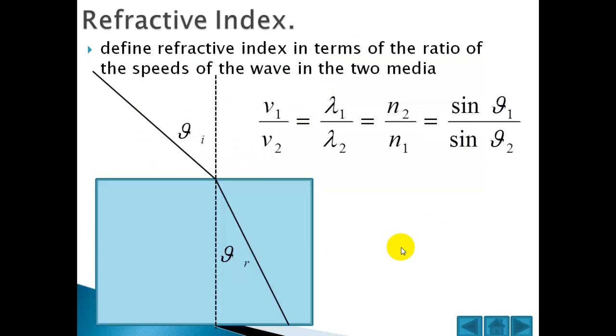We need to define a refractive index in terms of the ratio of the speeds of the wave in the two media. So this is the equation that we have. Remember, v1 over v2, lambda 1 over lambda 2, sine of theta 1 over sine of theta 2, n2 by n1.